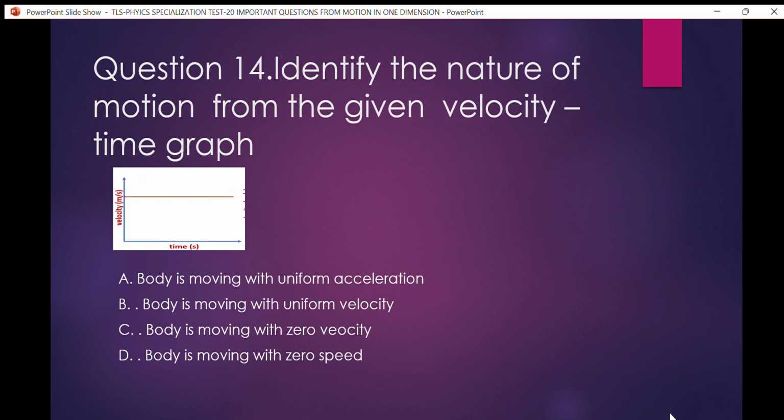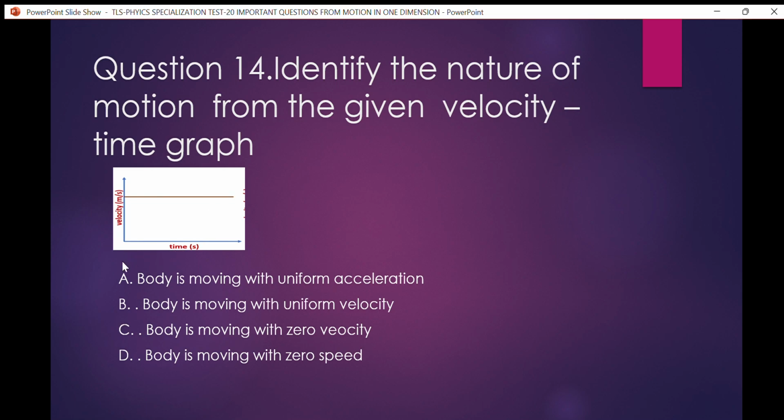All right. Now, question number 14. Identify the nature of motion from the given velocity time graph. So here we have a velocity time graph. From the graph you can understand, as time increases, there is no change in velocity. Velocity remains constant. For example, at time equal to 0, it has a particular velocity, for example, 10 meter per second. As time is 1 second, 2 second, 3 second, you see the velocity remains constant.